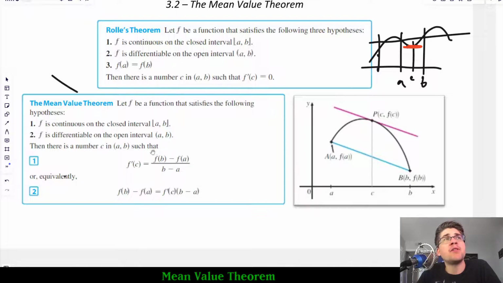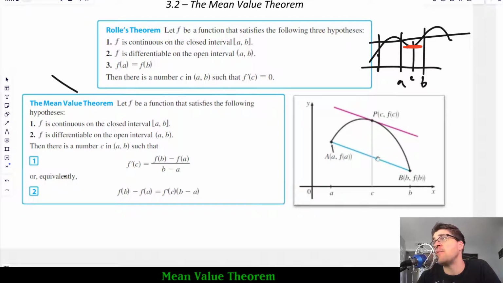So I prefer to look at number one, but these are of course the same thing. Just one is solved for f of b minus f of a, and one is solved for f prime of c. But how I look at it is what it's saying is the derivative at c is equal to the average rate of change across the interval.